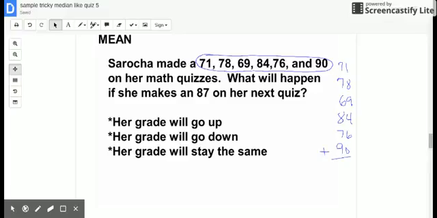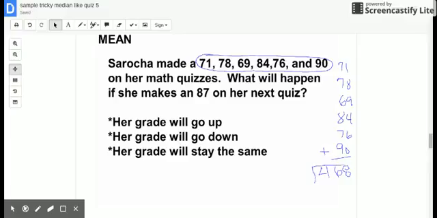So if you were to add those sums together, and again, I'm sure you can do this on paper, the dividing part later might be a little bit more difficult for you, but everybody should be capable of adding the sum together. And you would get 468. Now, she has 1, 2, 3, 4, 5, 6 quizzes right now.